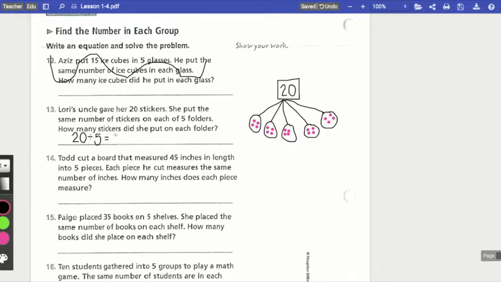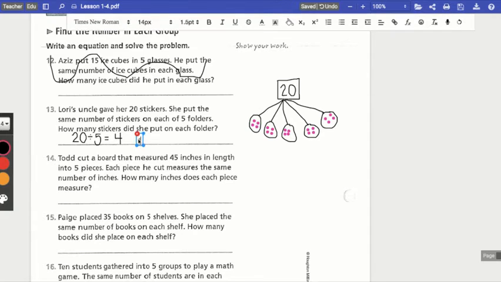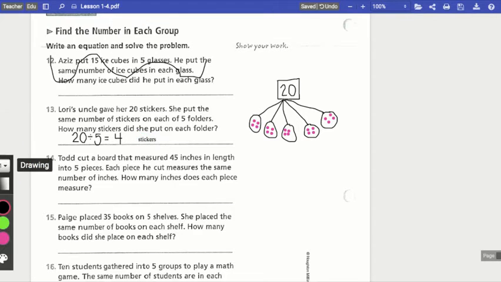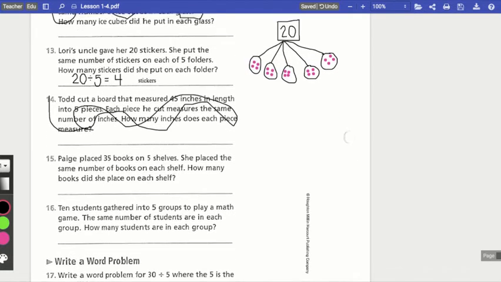4. 4 stickers. Awesome. Again, we're just going to work on our odd numbers here. This next one I'll slow down a little bit and let you really join me on it, okay?